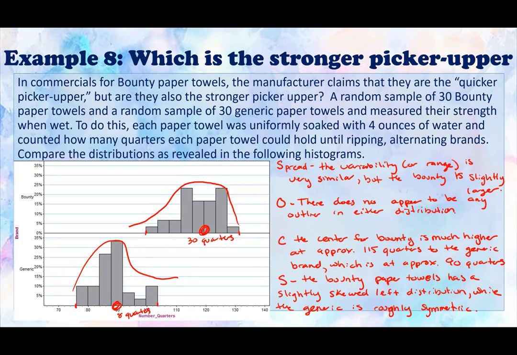So this is a full description of comparing two distributions to each other. You have to go through your SOCS and you have to use comparative words. You can't just say, for the center, Bounty 115, generic 90. You're not comparing the two. You have to use words like higher than, more, less, equal, things like that.